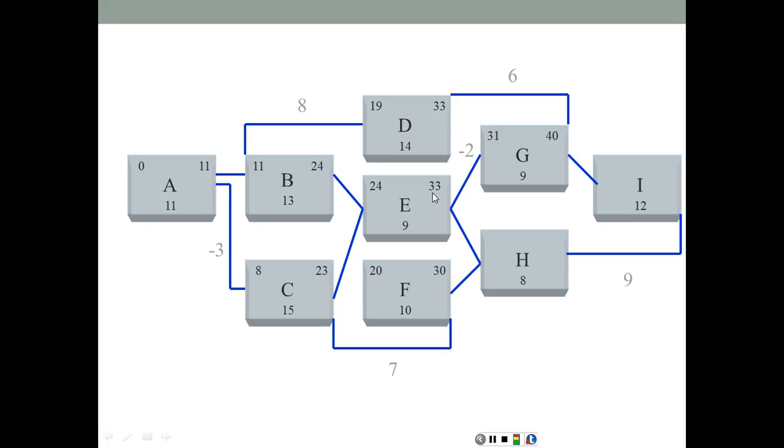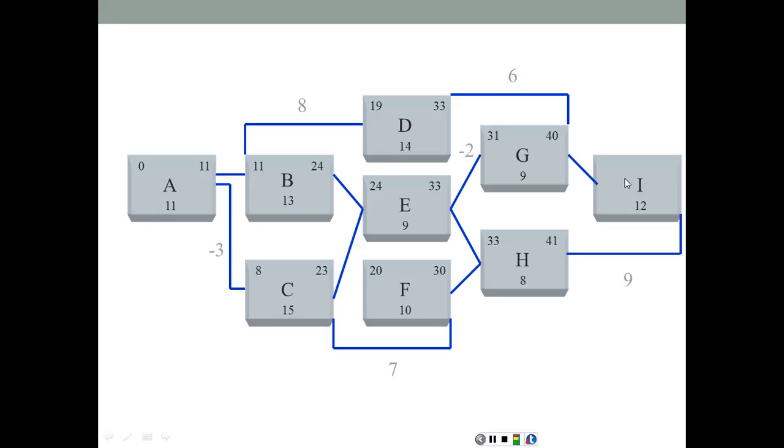Activity H is going to be, here we have again 33 and 30, we're going to take the larger number, the 33 plus 8, 41. Again, looking at activity I, we have numbers coming from both sides. If we look at G, it's going to be 40 plus 12, that's 52. If we look at H, it's going to be 41 plus 9, that's 50 at the end.